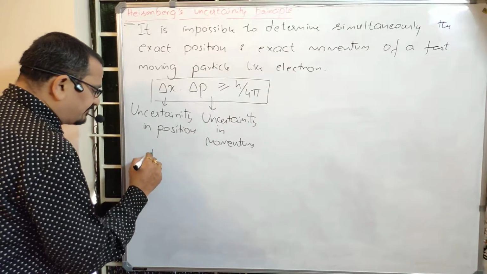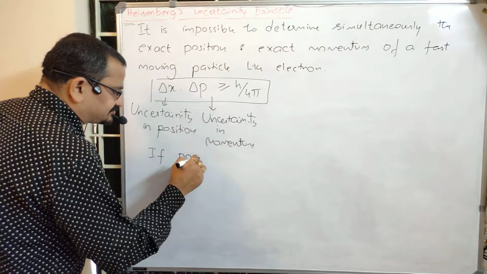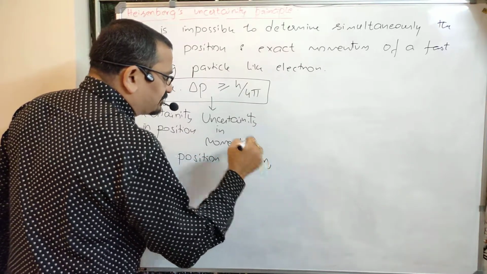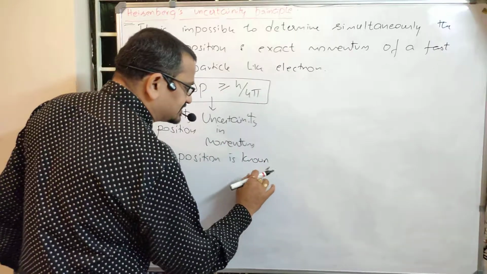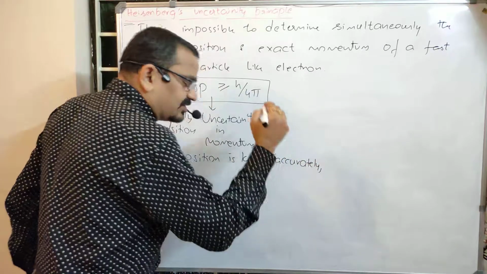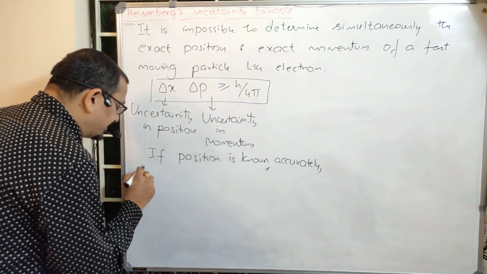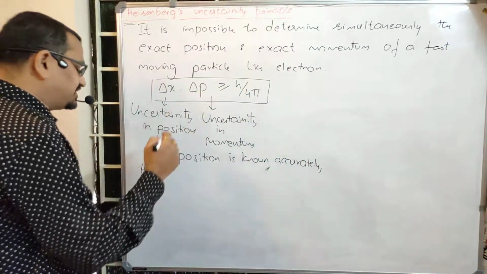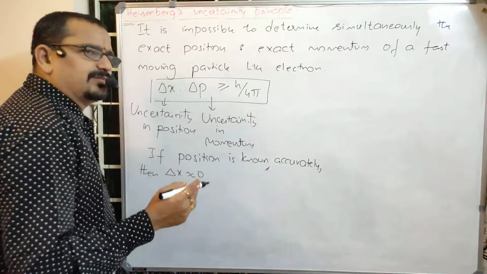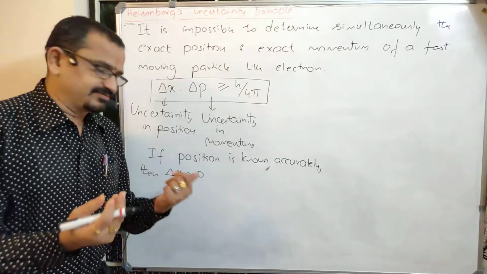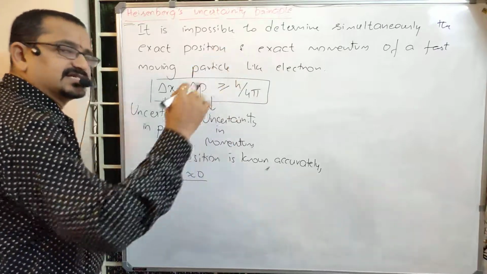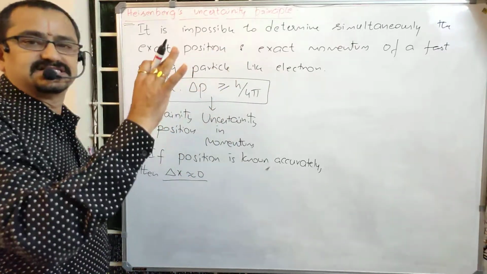Suppose in case if position is known accurately, then uncertainty in position, that is delta x, will be nearly zero. There won't be any uncertainty, or uncertainty will be small, or nearly zero. Suppose let us take uncertainty 0. Position is known accurately, then there won't be any uncertainty.